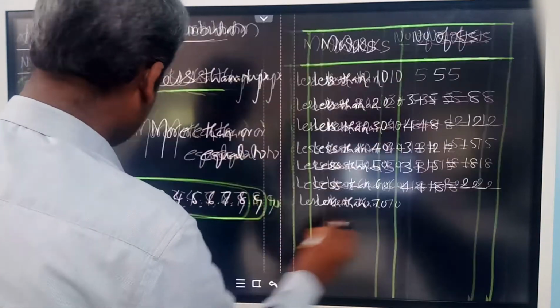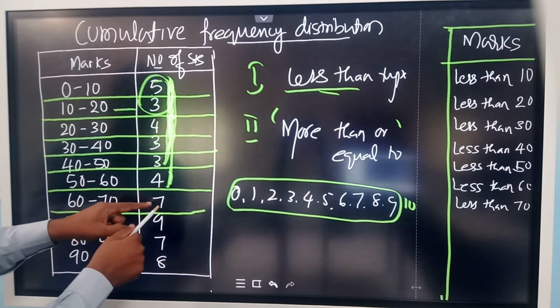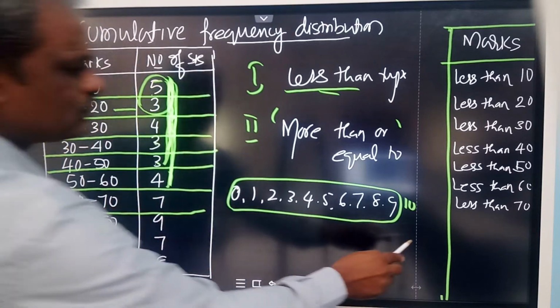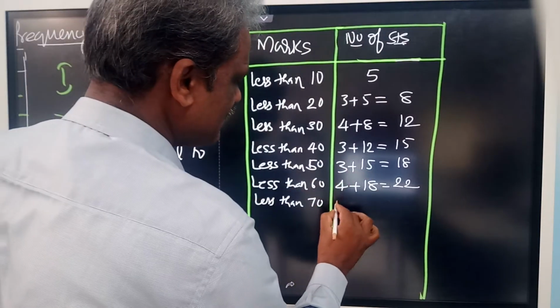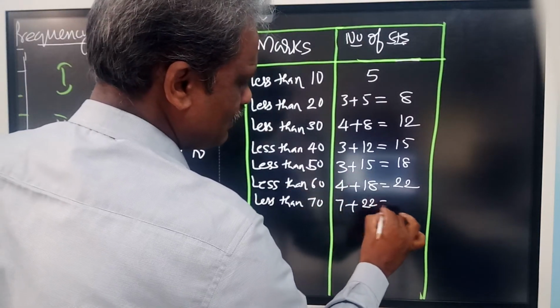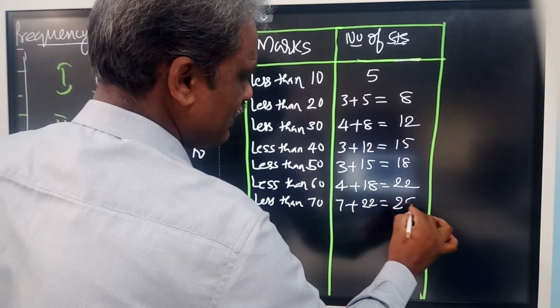Less than 70. So that means all these sums: 7 plus the sum of this. So 7 plus the sum of that, you know already, it is there. Add 7 to that previous one. So it is 22 plus 7, it is 29.